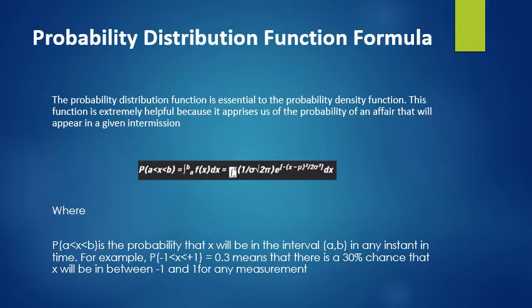For example, P of minus 1 less than x less than 1 is equal to 0.3 means that there is a 30% chance that x will be between minus 1 and 1 for any measurement.